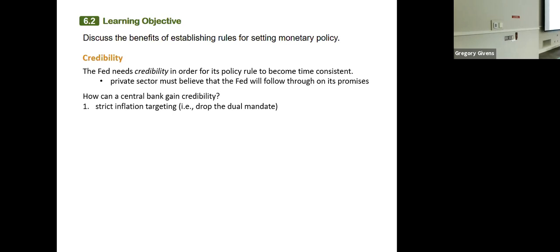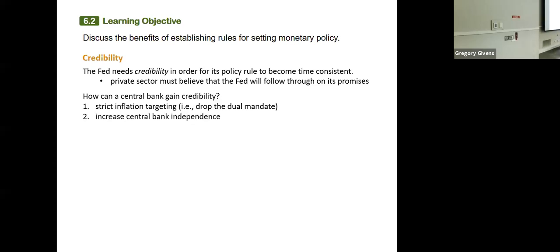Well, if the Fed doesn't have an output gap goal in its loss function, let's say, then there's never any temptation for the Fed to renege on its policy promise of fixing the inflation rate at its target level, right? In the previous example, what tempted the central bank to deviate from its policy promise was to generate extra economic growth through surprise inflation. Well, if it doesn't really care about stabilizing the output gap, then it's not going to have that temptation, right? So strict inflation targeting is certainly one way to gain credibility.